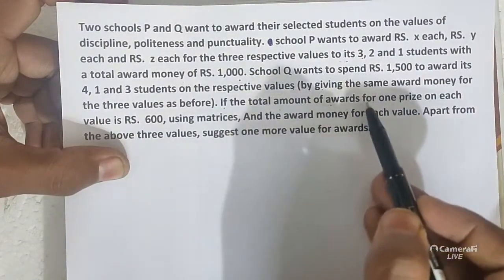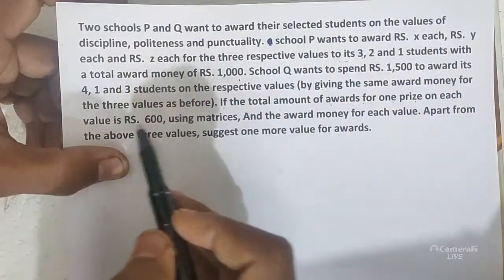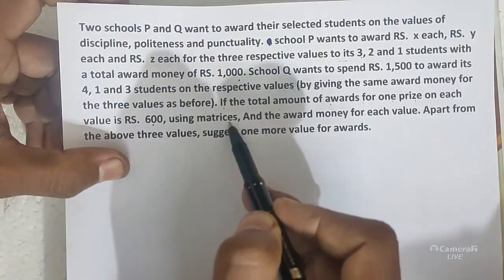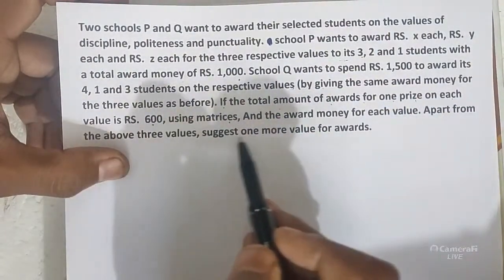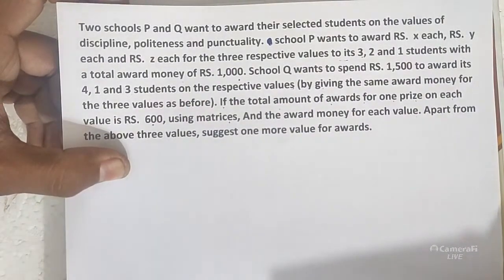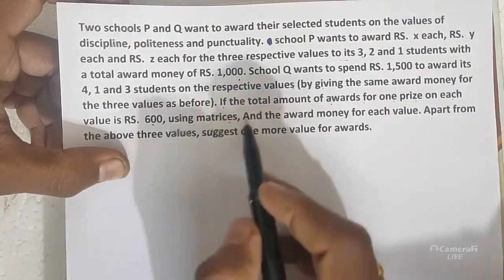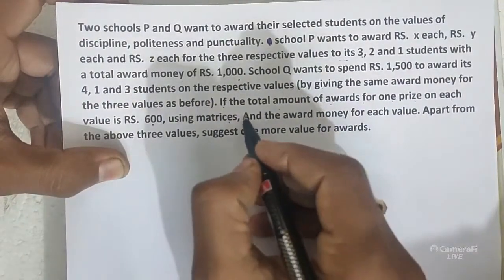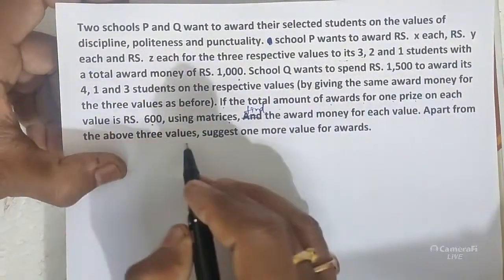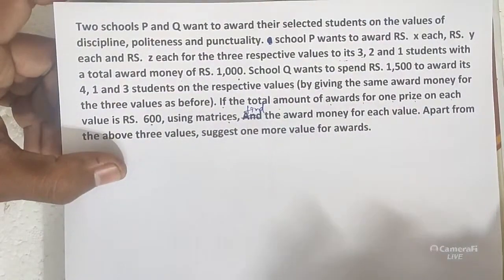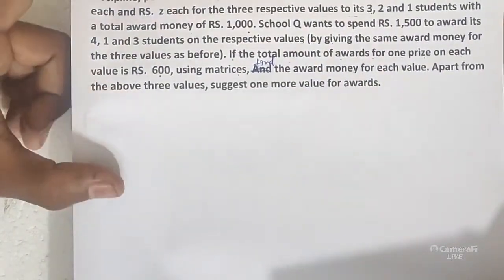If the total amount of awards for one prize on each value is rupees 600, using matrices find the award money for each value, and apart from the above 3 values, suggest one more value for awards. So this you have to solve. This is a value based question. So how to solve this question?